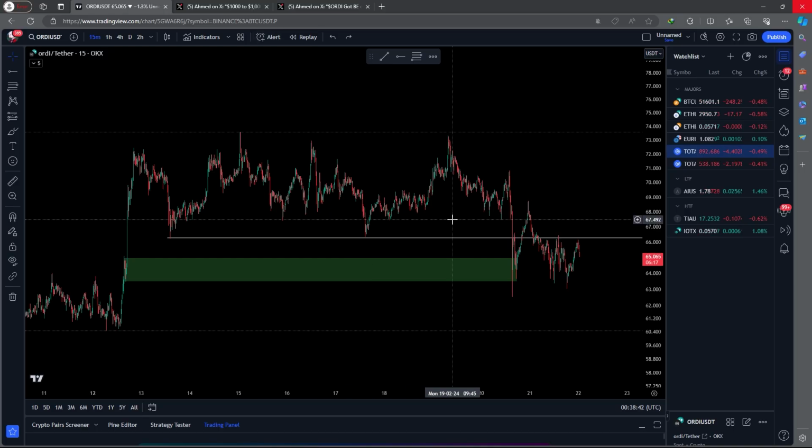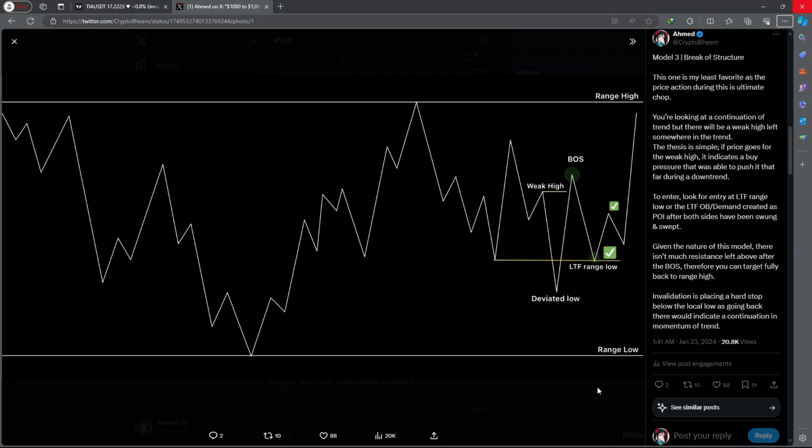Now let's get to model 3. Okay, so here's model 3. Just from the picture, you can see that this is actually really confusing, and I hate trading this. But if it's there on the chart, I can't just say no.